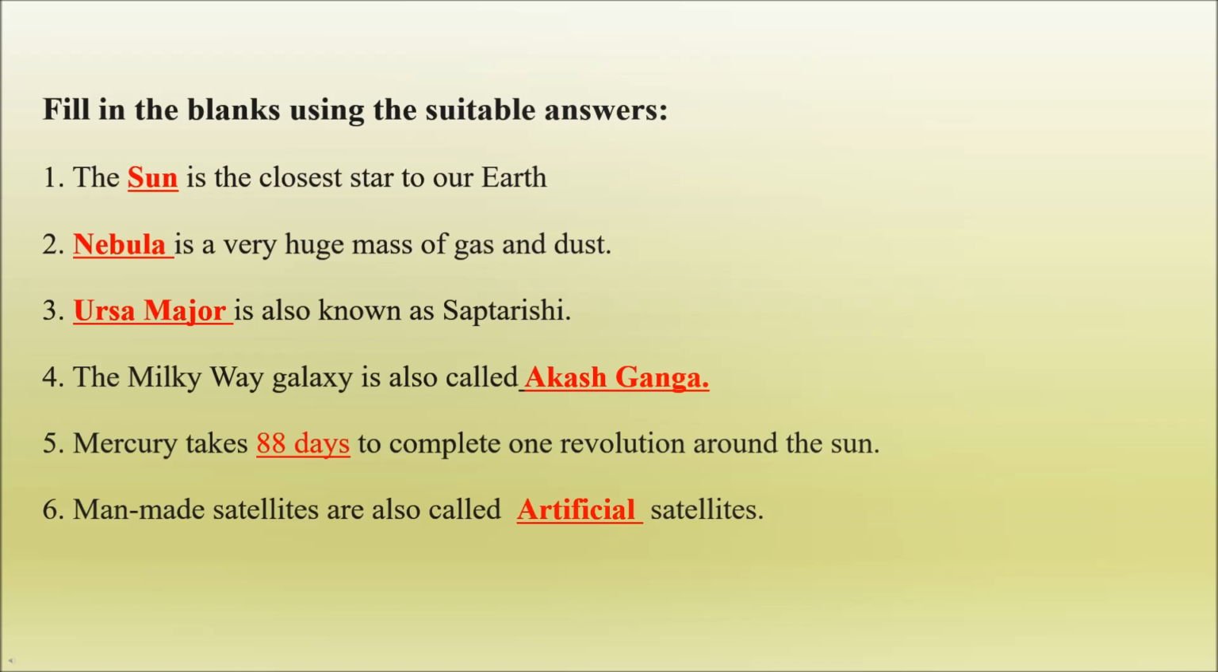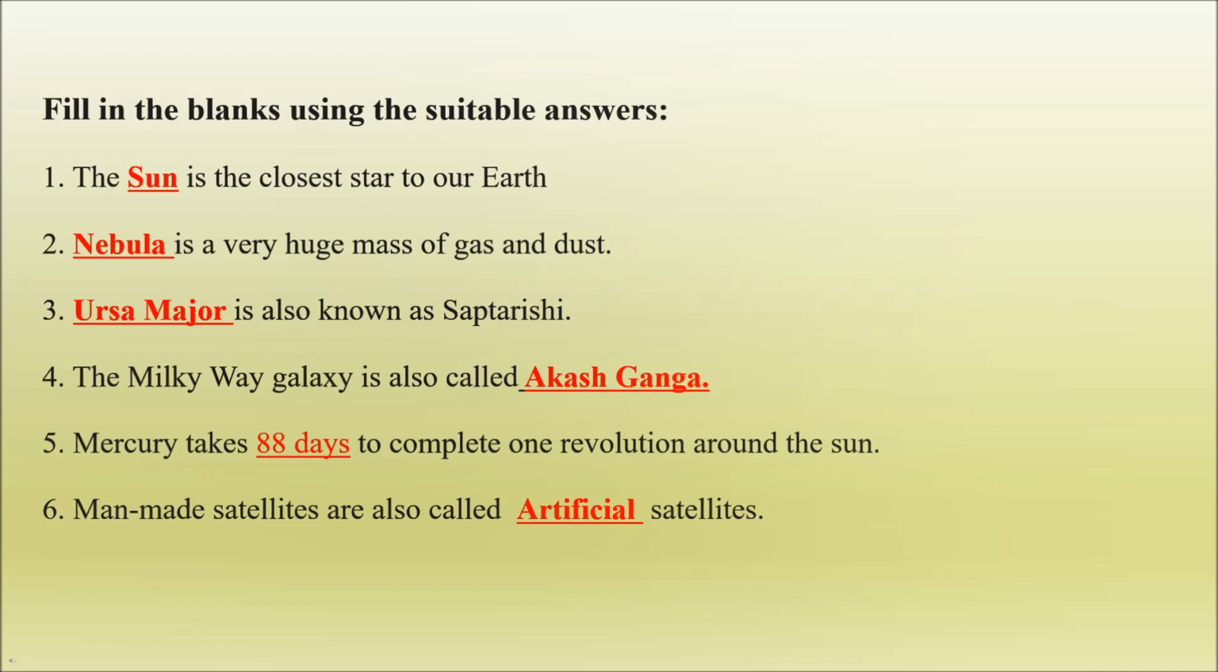Fill in the blanks using the suitable answers. Dash is the closest star to our Earth. The Sun. The Sun is the closest star to our Earth. Dash is a very huge mass of gas and dust. Nebula. Nebula is a huge mass of gas and dust. Next one. Ursa Major is also known as Saptarishi. In Hindi it is called Saptarishi. Meaning of Saptarishi is 7 sages.